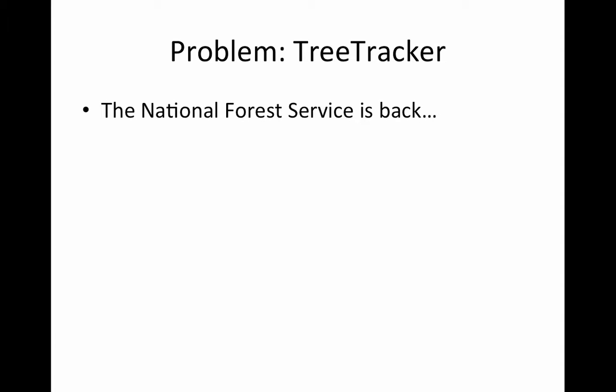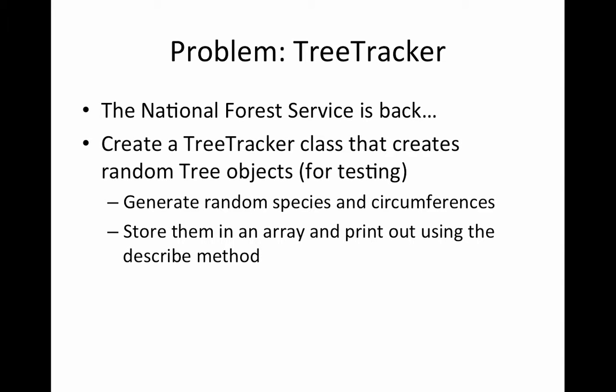We're now going to use the tree class that we just wrote in an interesting problem through which we will become again much more familiar with using arrays and how we can use arrays. We want to create a new class and we will call it TreeTracker. Inside the class we want to be able to create random tree objects. What does it mean they are going to be random?